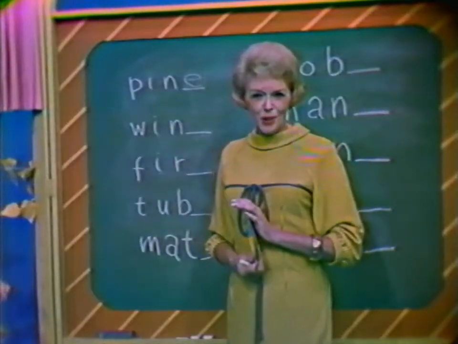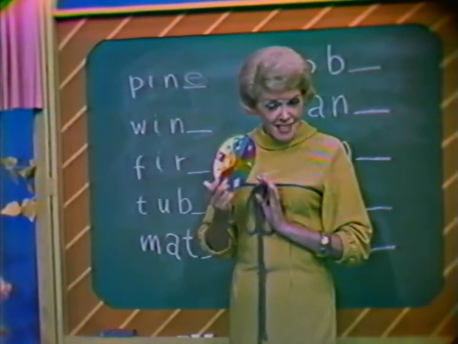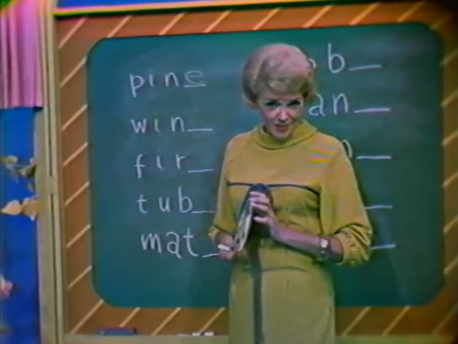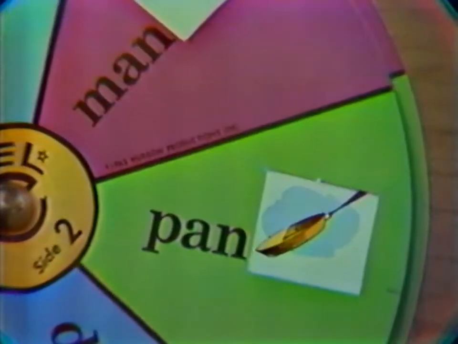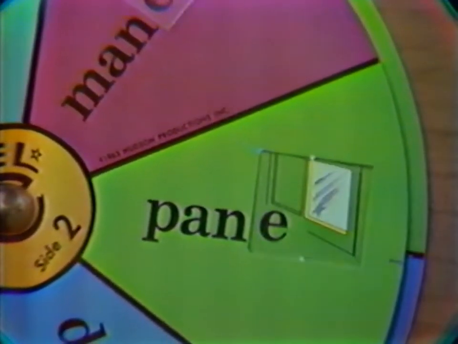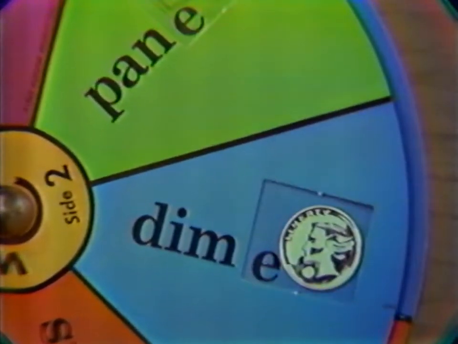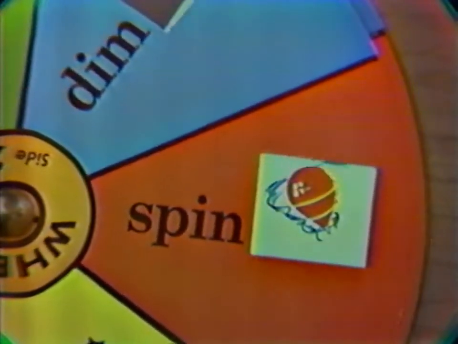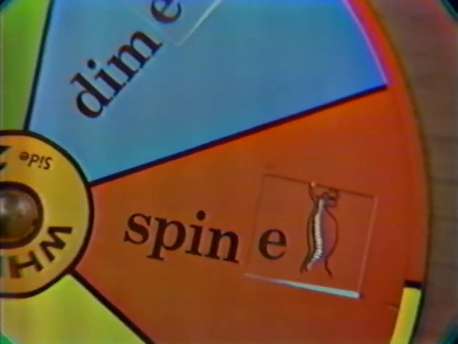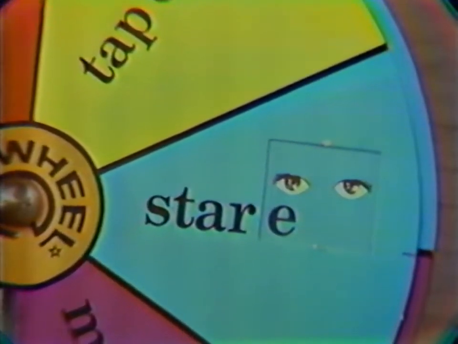There are lots of words that change when you add silent E, and here are more. M-A-N is man. M-A-N-E, mane. P-A-N is pan. P-A-N-E, pane. D-I-M is dim. D-I-M-E, dime. S-P-I-N spin. S-P-I-N-E, spine. And we finish with T-A-P is tap. Add an E to it, and you have tape. S-T-A-R, star, becomes stare when you add the E.